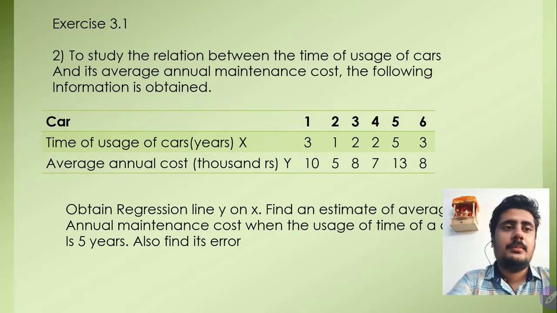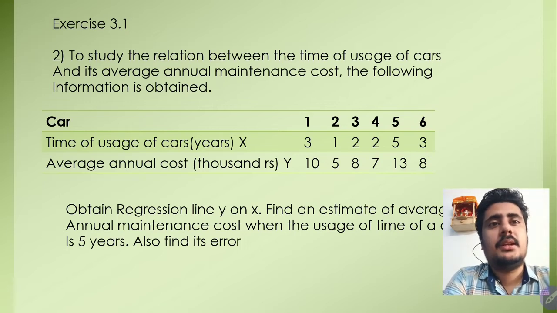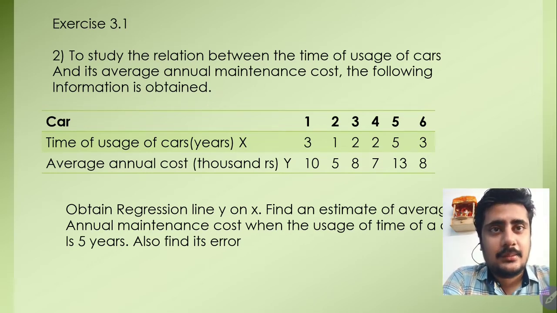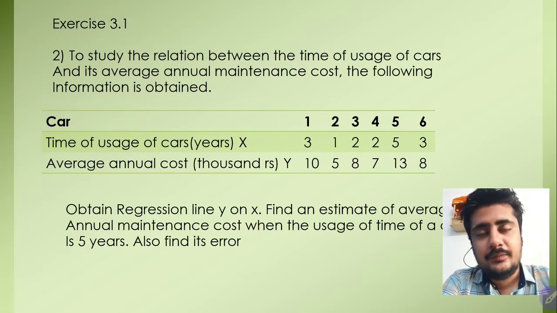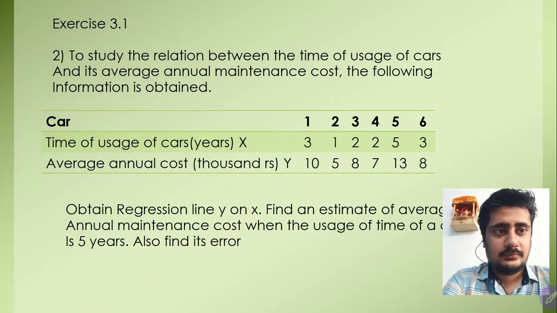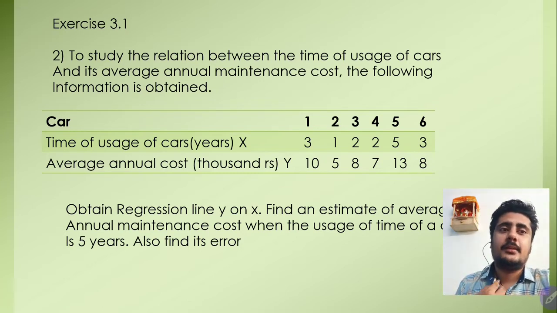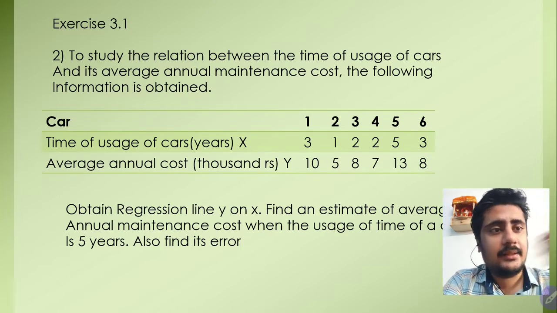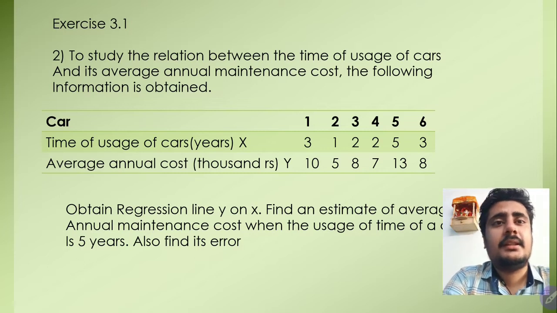The formula was b equals sigma (x minus x bar)(y minus y bar) upon sigma (x minus x bar) whole square. This was one formula of b. Other formula was b equals n sigma xy minus sigma x sigma y upon n sigma x square minus (sigma x) whole square. Then the third formula of b was n sigma uv minus sigma u sigma v upon n sigma u square minus (sigma u) whole square. So basically these were 3 formulas of b. This was only step 1.